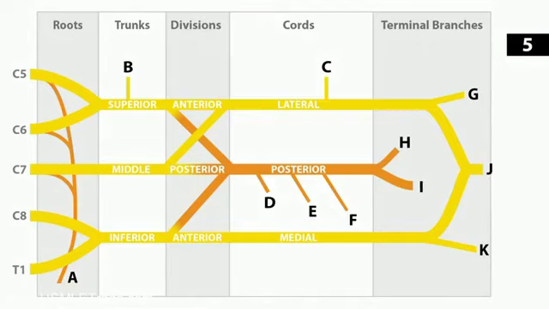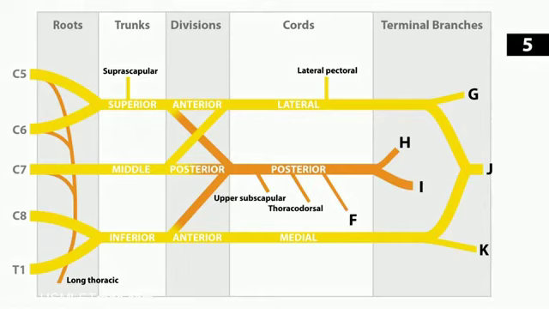First one, we have letter A. Which one is that? That's going to be the long thoracic nerve. B is the suprascapular nerve. C, coming off the lateral cord, is the lateral pectoral nerve. D is your upper subscapular nerve. E is your thoracodorsal nerve. F is the lower subscapular nerve. G is your musculocutaneous nerve. H is your axillary nerve. I is your radial nerve. J is your median nerve. And then K is the ulnar nerve. Be sure you know those.